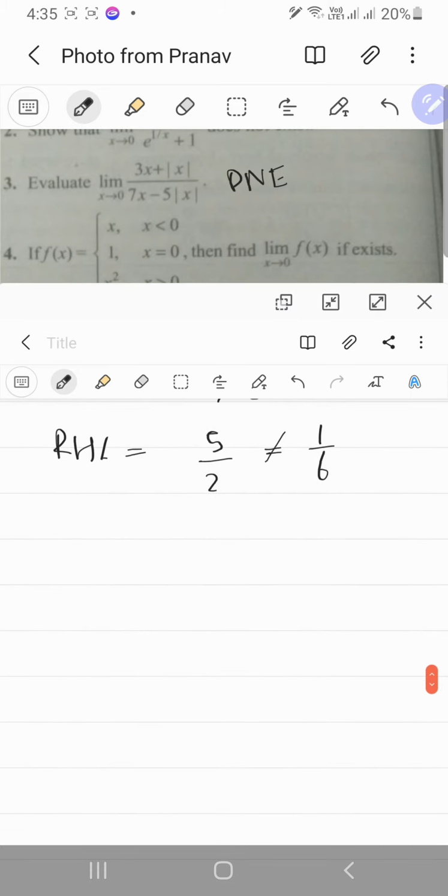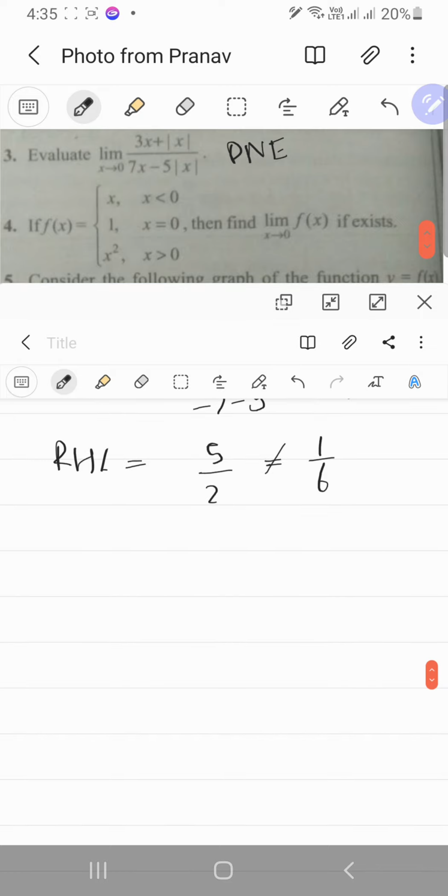Next question, f of x is x if x is smaller than 0, and 1 if x is equal to 0, and x squared if x is bigger than 0. Find the limit as x tends to 0 of f of x, if we know it doesn't exist. The right hand limit is 1, the left hand limit is minus 1, so very sure that this limit does not exist.